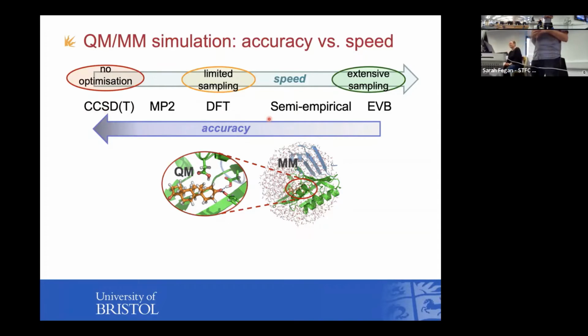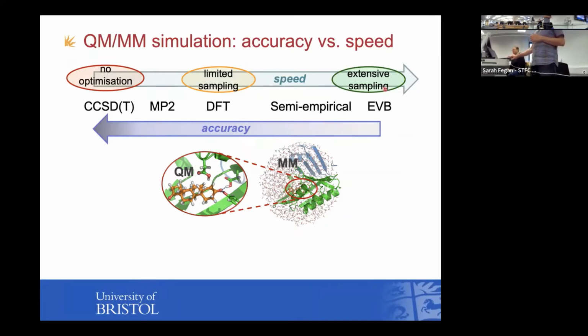Most of the time, though, we're actually interested in doing a bit more sampling and a bit more speed, so then we can use a whole range of semi-empirical quantum mechanical methods, which tend to be an order of magnitude faster or more than DFT methods. So then you can afford to do more sampling. It does come at the cost generally of accuracy. So these methods can really overestimate energy barriers, for example.